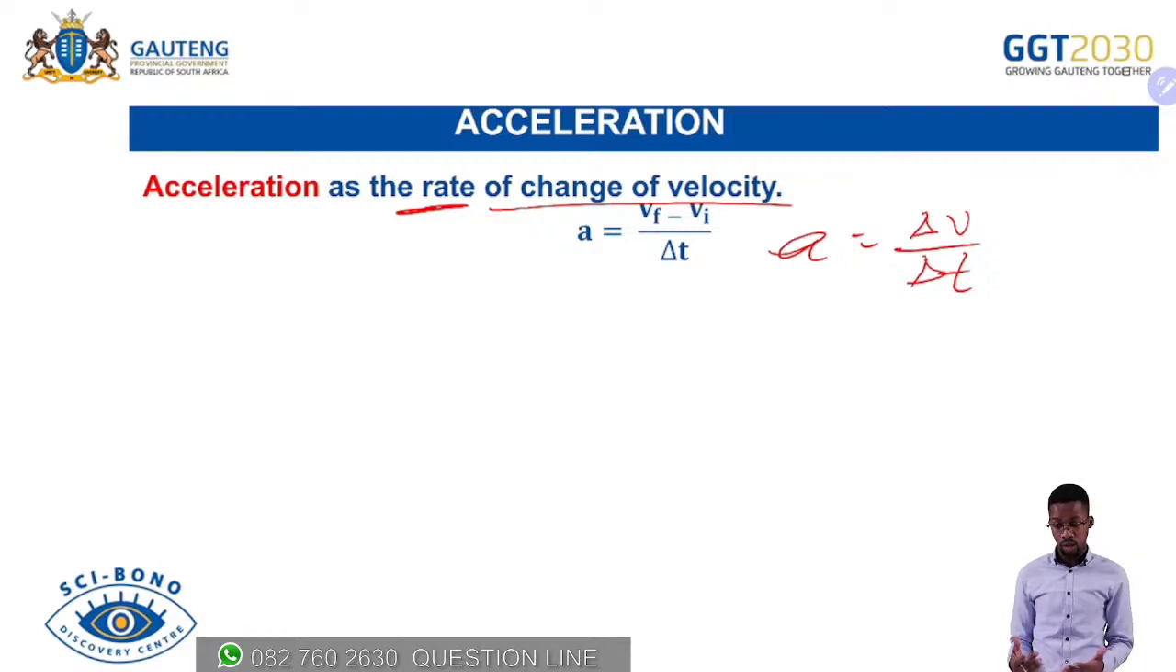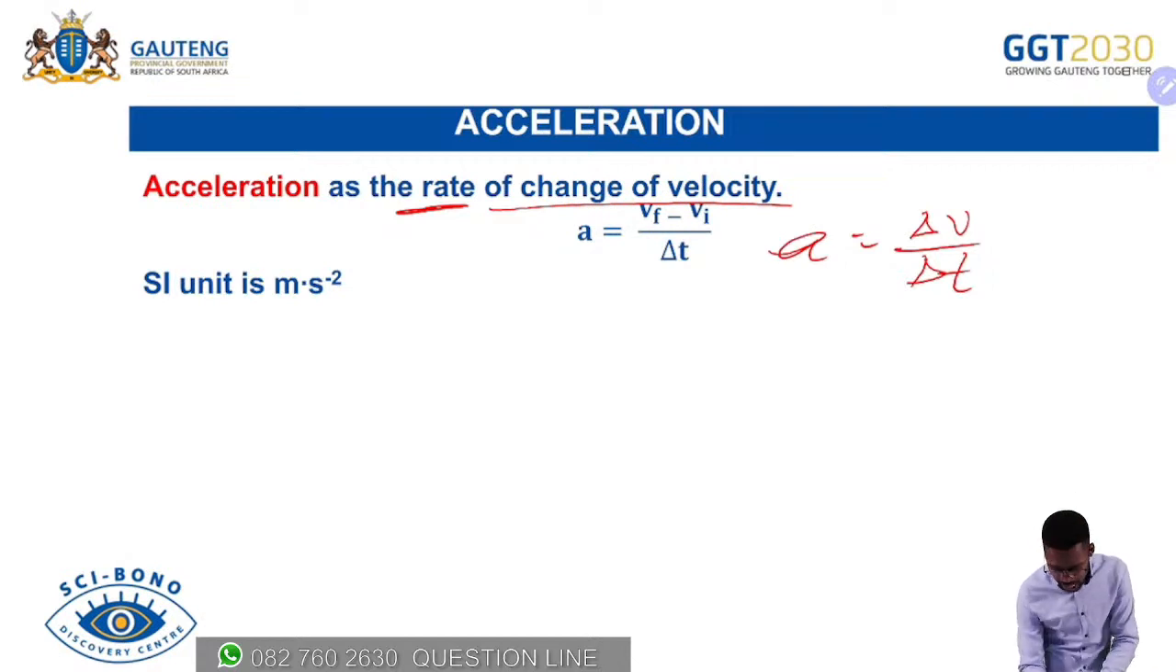We get this from the definition itself. The definition tells us how to define acceleration. Delta means change: final velocity minus initial velocity, divided by change in time. So the SI unit for acceleration is meters per second squared.